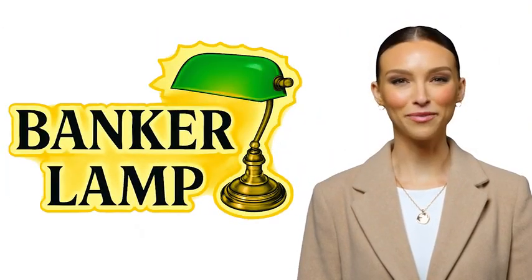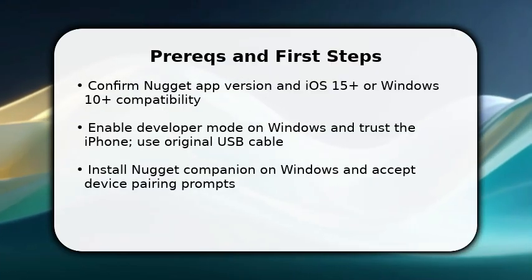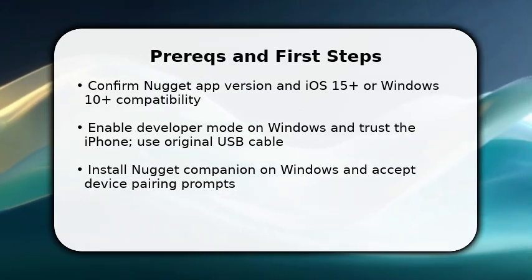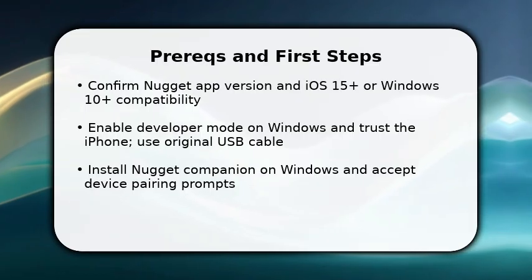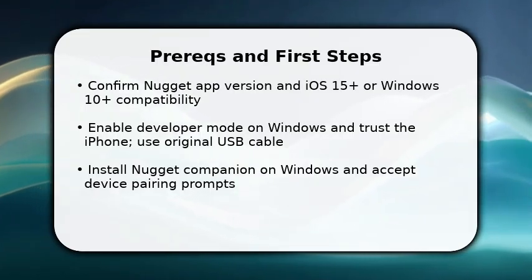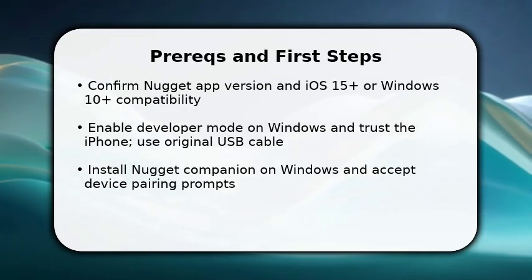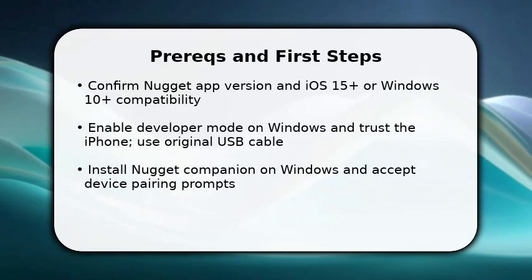Please enjoy the video. You begin by verifying compatibility and preparing both devices. Connect the iPhone to Windows with the original cable. Make sure you trust the computer on the phone prompt. On Windows, enable developer mode and install the Nugget Companion app. This gives the bridge services needed.